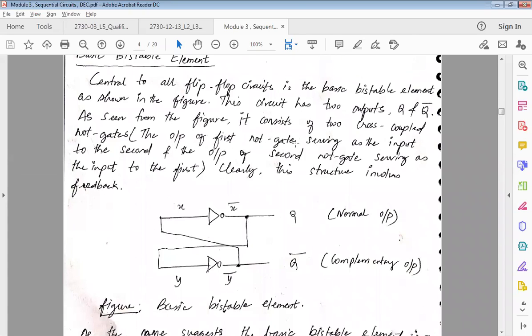Q bar, the second gate serving as input. Clearly, this structure involves feedback. This is nothing but called feedback. When part of the output is given back to the input, it's called a feedback.